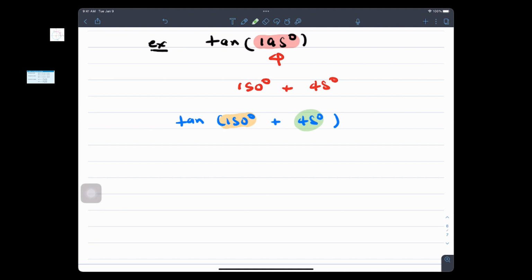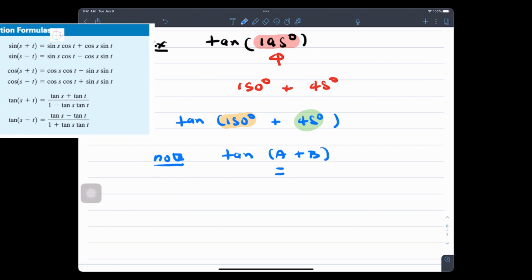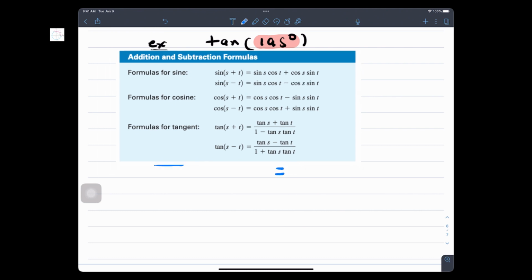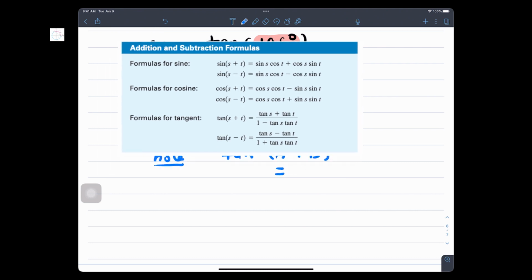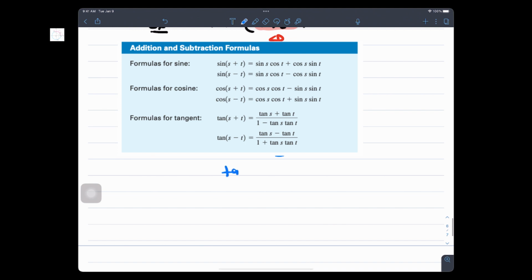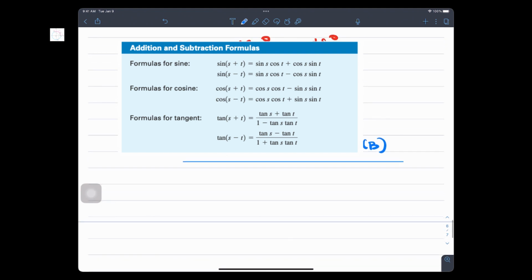Okay. Now, I want you guys to note, what is tangent of a sum? It might be good for you to write some of that down. And I know, like I said, every book might have different letters. I like A and B. So I have tangent of a sum would be tangent A plus tangent B, everything over what? 1 minus tangent A, tangent B.